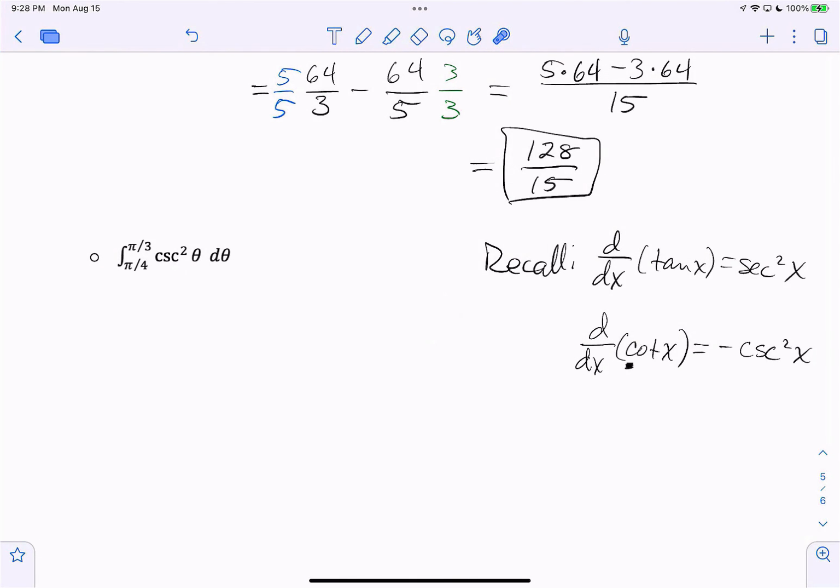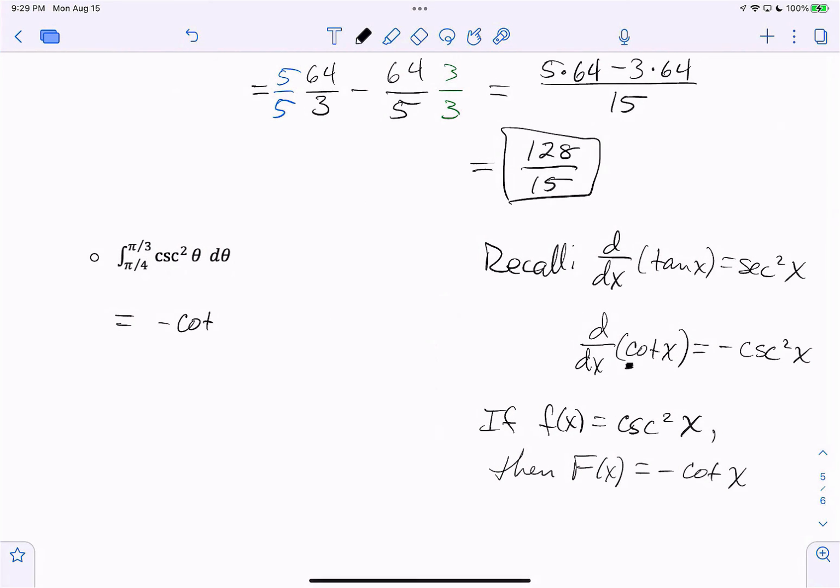And so the antiderivative of the cosecant squared of x, or I should say if f of x, lowercase, is the cosecant squared of x, then uppercase F of x is equal to the negative cotangent of x. So this is negative cotangent of x evaluated from pi over 4 to pi over 3. I'm not opening with parentheses because I only have one term in the cotangent of x.